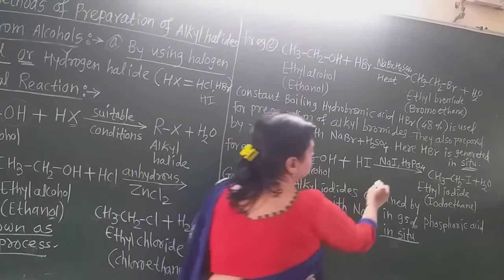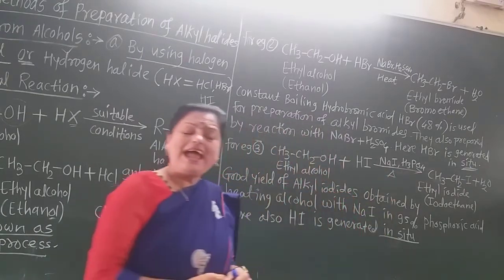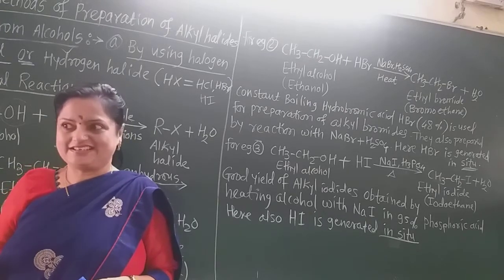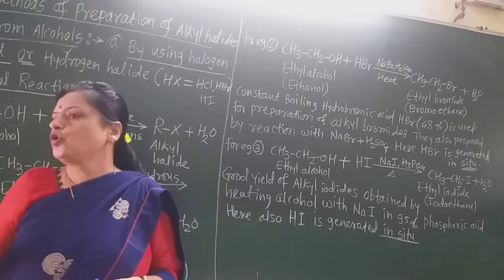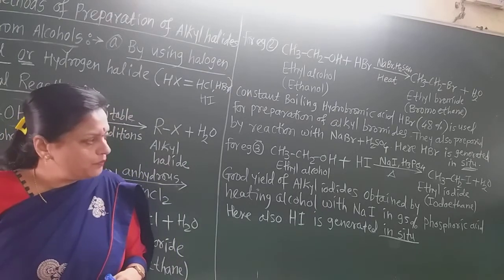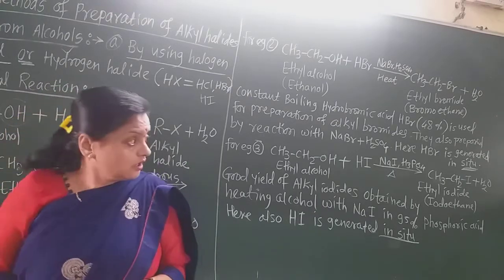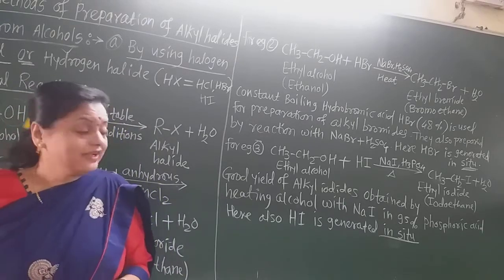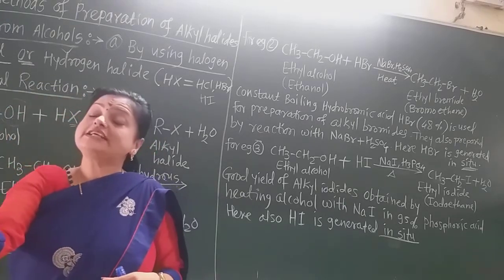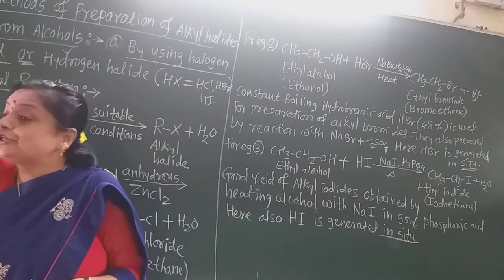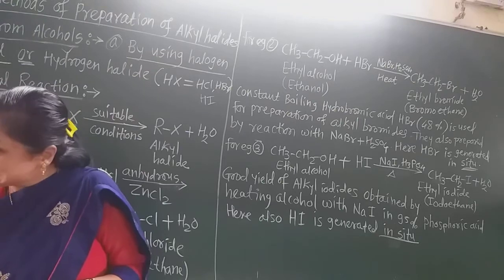Sodium iodide and phosphoric acid, not phosphorus acid. H3PO4. This is phosphoric acid, H3PO4. Remember that. When this H3PO4 is added to the NaI, there is formation of HI in situ.